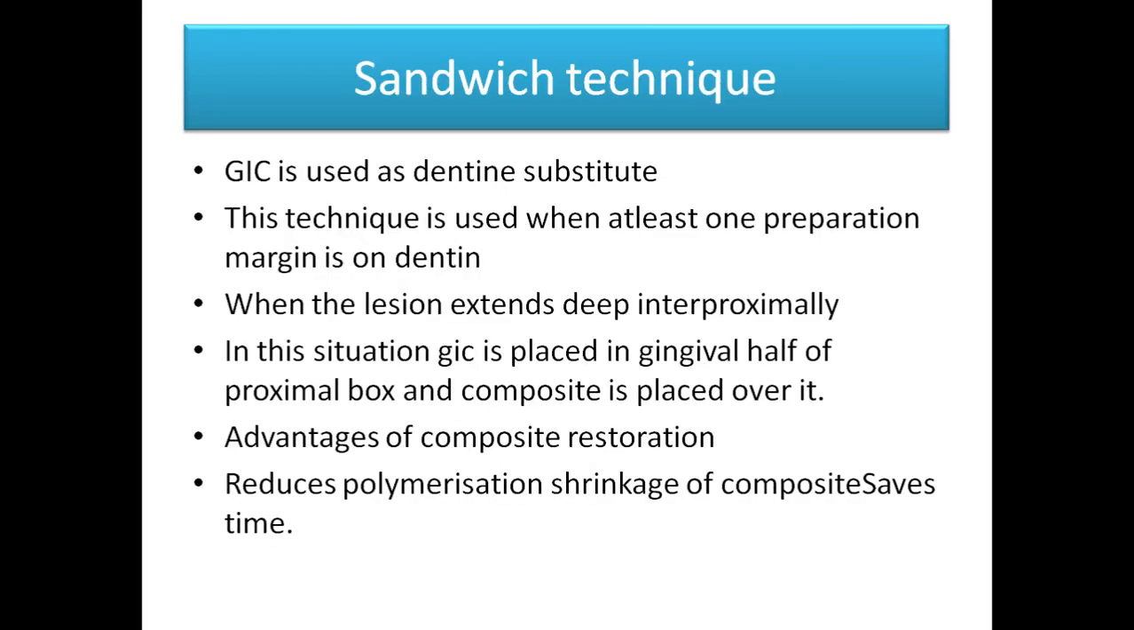Sandwich technique. The GIC is used as a base or dentin substitute in composite restorations where the cavity or carious lesion is deep, or deep interproximally. In these situations, the GIC is placed in the gingival half of the proximal box. Over it, the composite is placed. The advantages of this technique are that it reduces the polymerization shrinkage of the composite and also saves time.